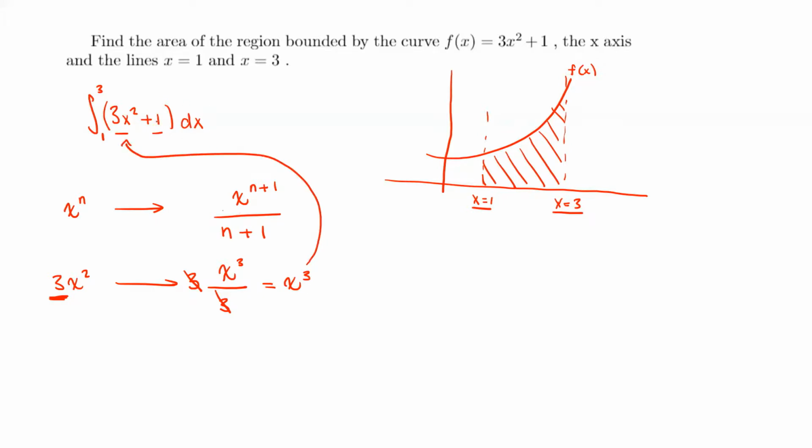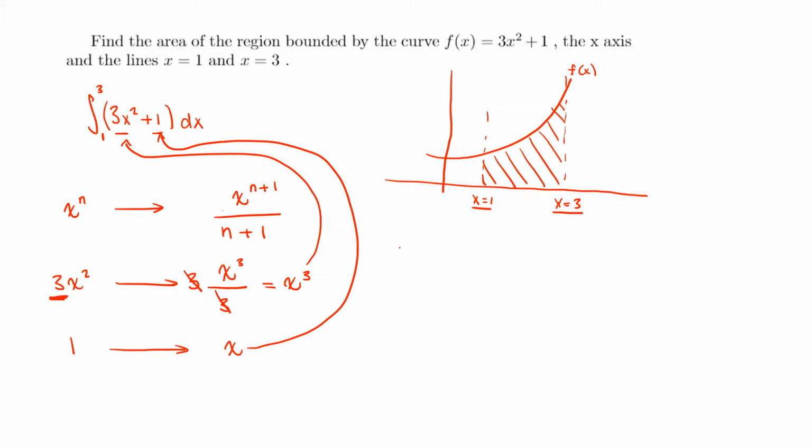The integral then, guys, of a constant is always just equal to x. So for example, 1, the integral of that is going to be x. If it was 2, the integral of that would be 2x. If it was 10, the integral of that would be 10x. So now we have the integral then for that one as well.